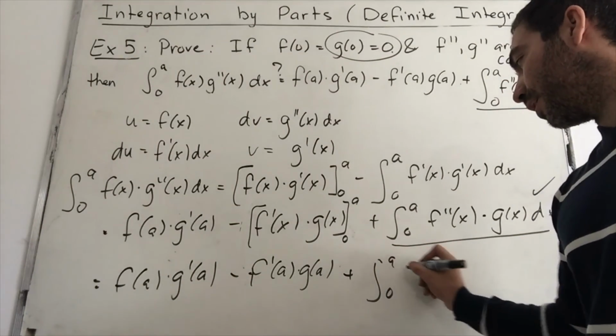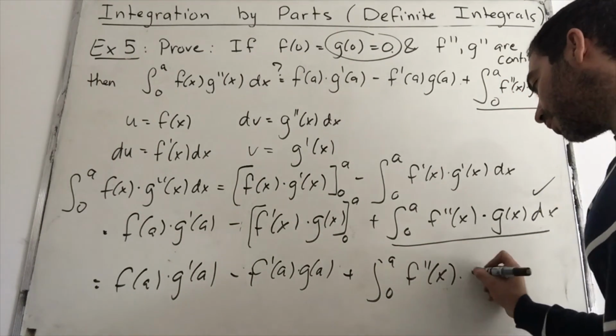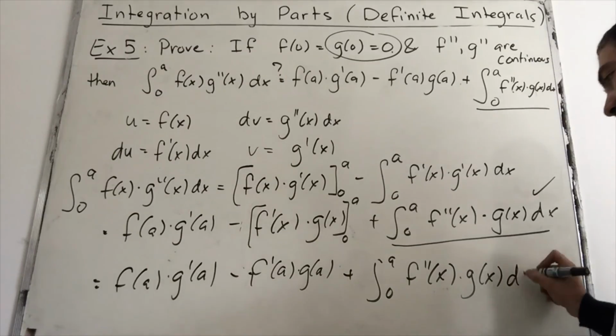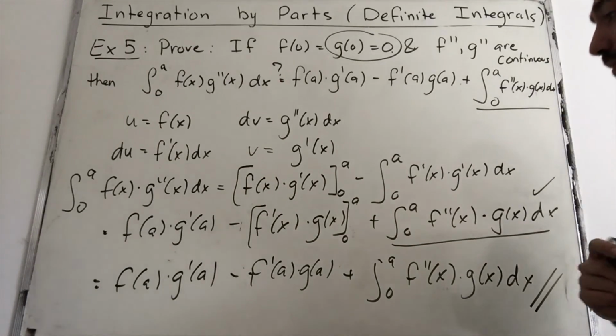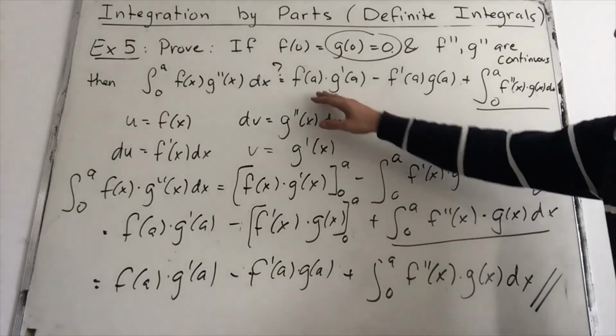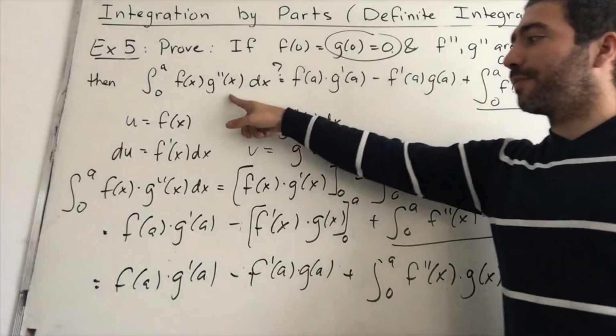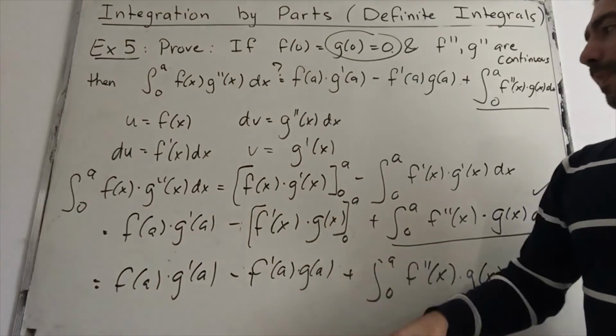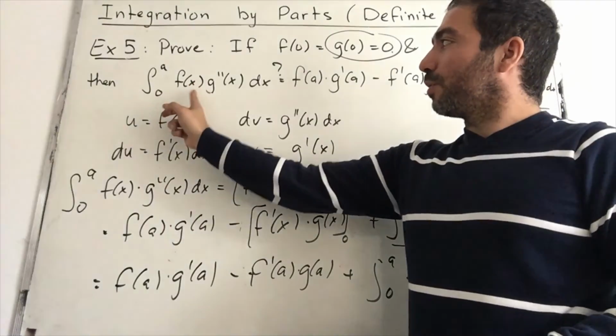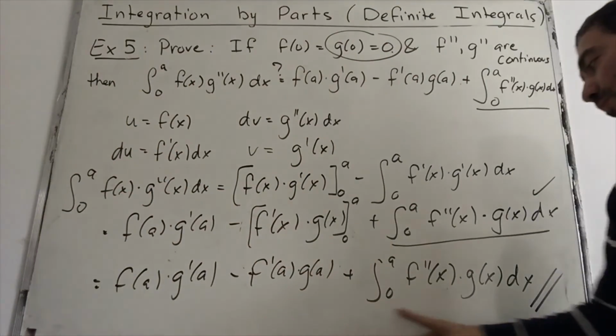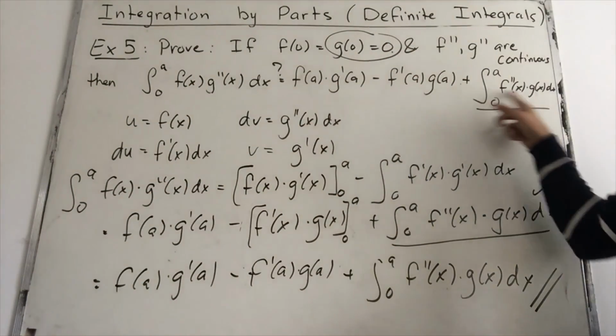The integral from 0 to a of f double prime of x times g of x dx. And this completes the proof. Okay, that's exactly what we wanted to show. We started with the left-hand side, which I erased. Oh no, sorry, it's right here. We started with the left-hand side over here, and we showed that it's equal to this piece over here, which is the right-hand side of the equation.